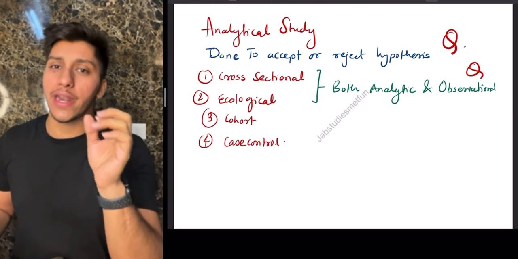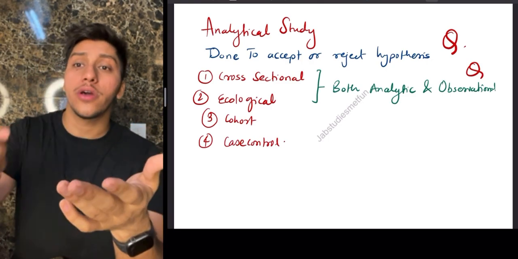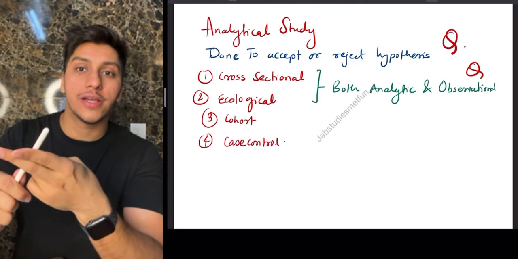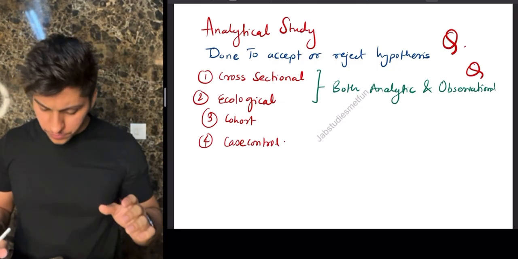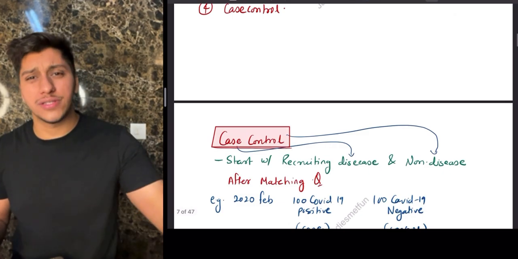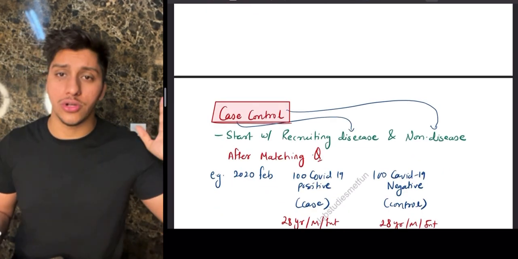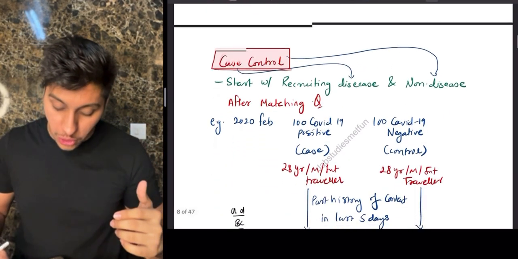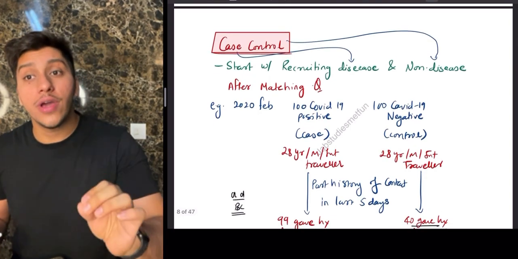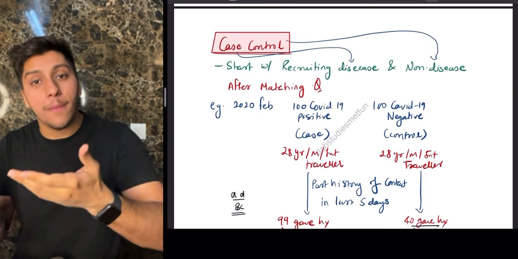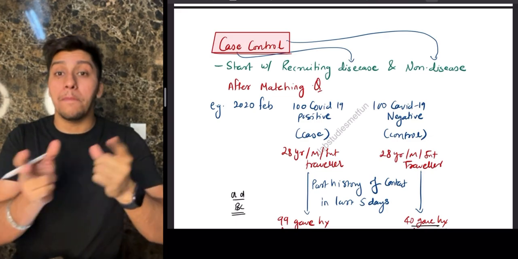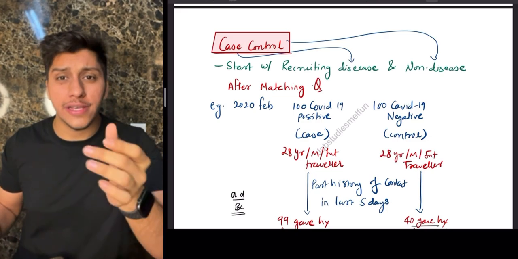So remember, what are the analytical studies? 4 are there. One is going to be your cross-sectional, ecological, case control, and cohort. So we have already talked about what is cross-sectional. It's the same definition over here also, and ecological. Let's start with a very important topic, that is case control. Now what you have to remember is case control is a backward study. We are going back. So that is why going back is also known as retrospective.